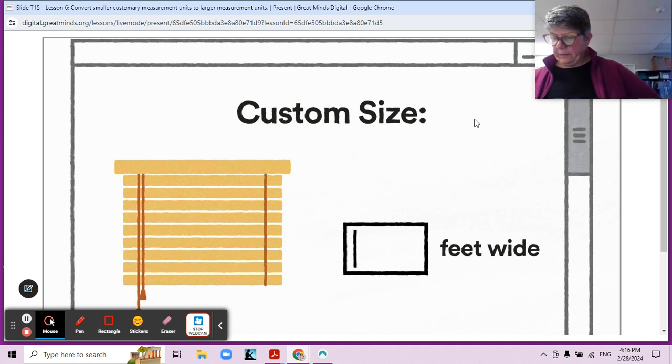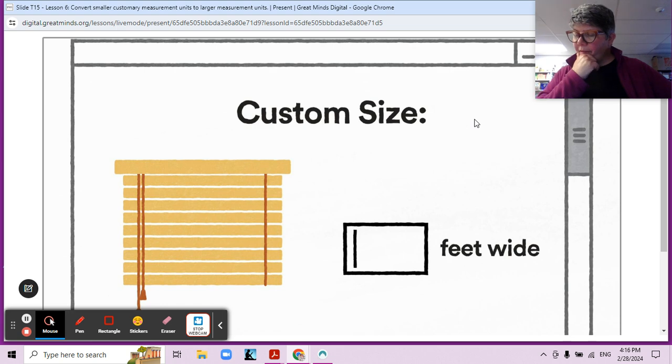Well, let's estimate. Will the number of feet be more or less than 30? Definitely less than 30, right? Because feet are much longer than inches. 30 feet is longer than our classroom, definitely too big for his window. Okay? Will there be a whole number of feet equal to 30 inches?